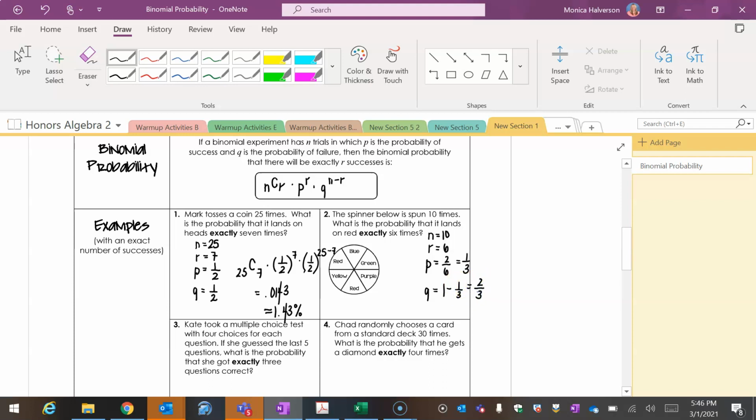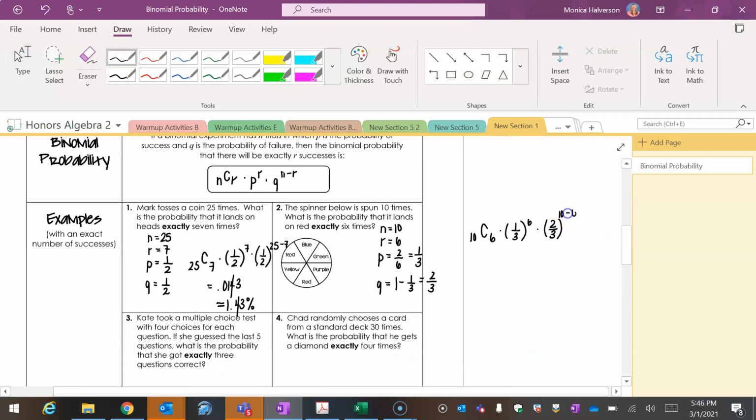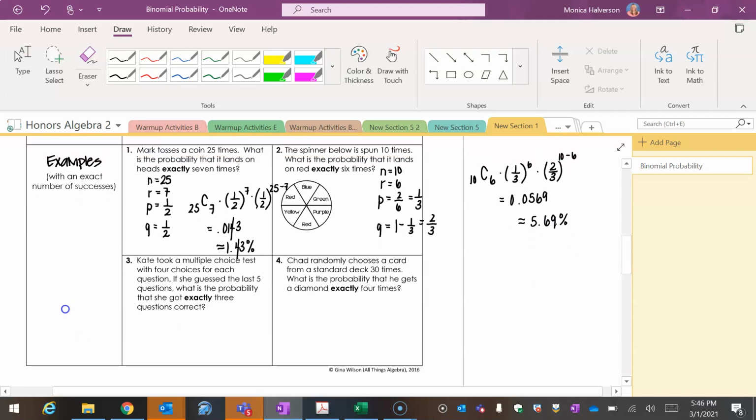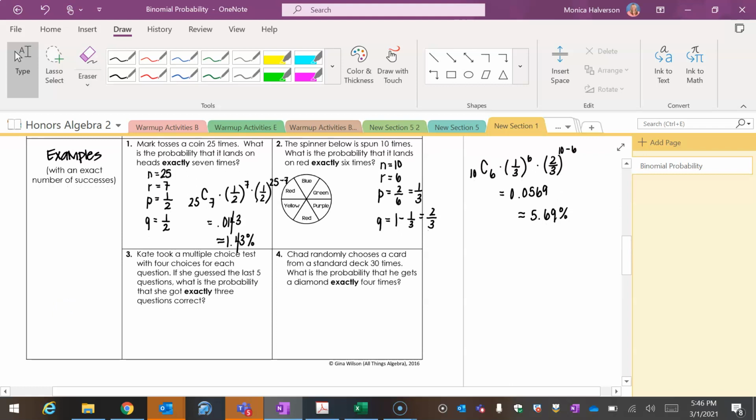So you're now going to plug it into the calculator and follow the formula. 10C6 times 1/3 to the 6th times 2/3 to the 10 minus 6. And you'd plug that into your calculator, and you'd get 0.0569, which is 5.69%. All righty, I would like you to do numbers 3 and 4 now on your own.